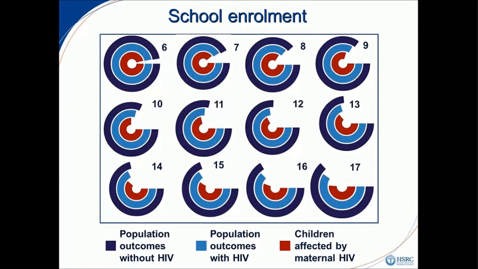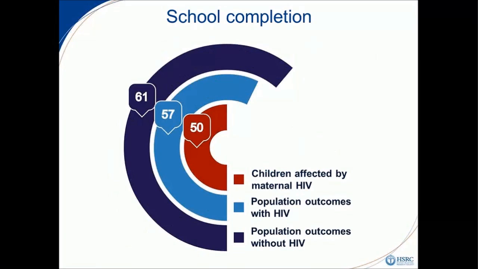And you'll see at age 6, you don't see a great deal of difference between the proportion of children depending on those scenarios. But by 17, you see a much more substantial difference, and we can draw that out. So in terms of school completion, the level of completion in a context like South Africa, we would have expected to be, for a cohort of women and their children, 61% of children completing school. We're suggesting that, given our assumptions, that would drop to 57% for the whole population, and that would be driven by the fact that children affected by HIV would only be completing half of the time, 50% of the time, and school completion meaning completing secondary schooling.